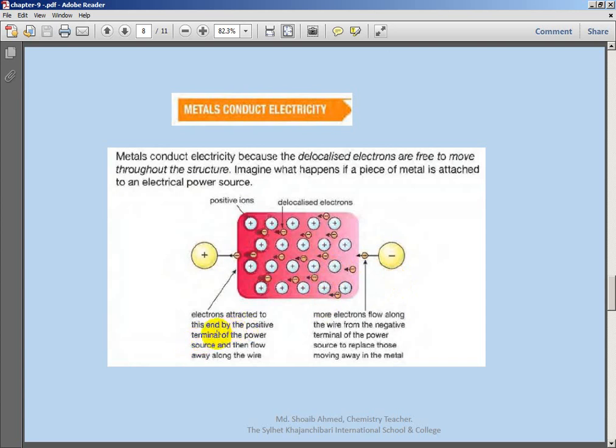Electrons attached to this end by the positive terminal of the power source then flow away along the wire. More electrons flow along the wire from the negative terminal of the power source to replace those moving away in the metal. So here, why do metals conduct electricity? Metals conduct electricity because the delocalized electrons are free to move throughout the structure.